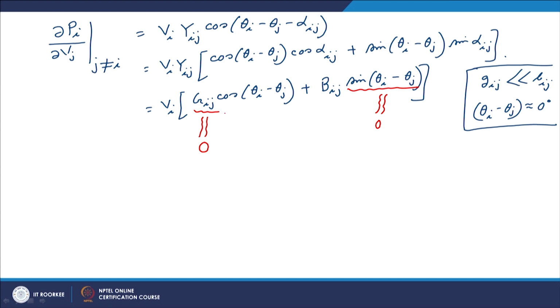So, this part becomes approximately equal to 0, and because of this assumption that theta_i minus theta_j is approximately equal to 0, sin(theta_i minus theta_j) also becomes equal to 0. So, therefore, this term becomes equal to 0, this term becomes equal to 0. So, then approximately del pi by del V_j, where j is not equal to i, becomes equal to 0. So, this is a very interesting result. So, we get this result. So, this is the first result.